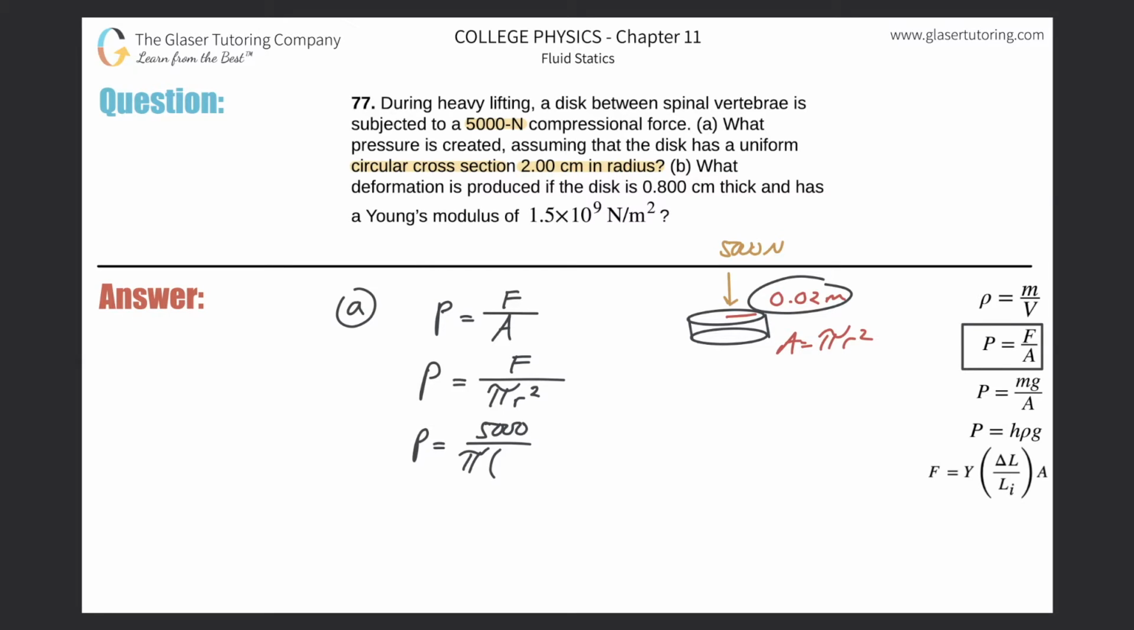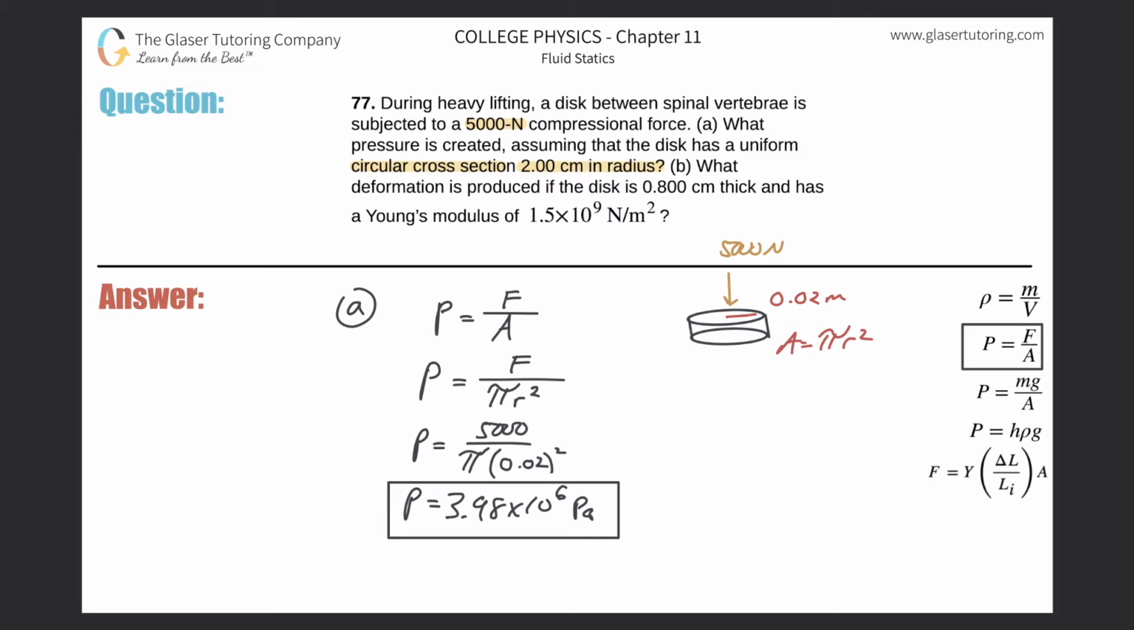So the radius here is going to be 0.02, and that's squared. So just calculate now the pressure. There's going to be 5,000 divided by, in parentheses, pi times 0.02 squared. Big pressure, right? This is about 3.98 times 10 raised to the 6, hopefully my eyes are not mistaken. So 3.98 times 10 to the 6, and this is in terms of pascals. So this will be the pressure that the vertebra is experiencing.